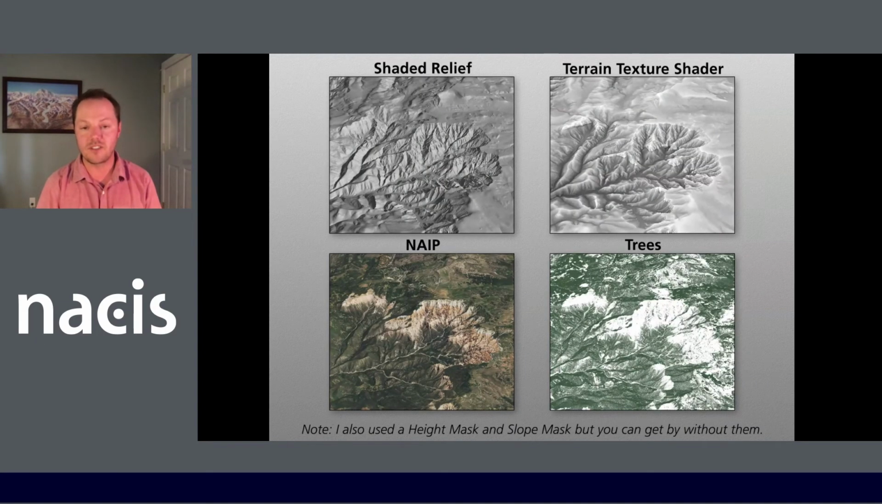Using Natural Scene Designer or your trusty 3D mapping software at home, I rendered out four layers to build my map from. I have a shaded relief layer, a terrain texture shader, a NAIP image overlaid on the DEM, and then a tree map that was made in NSD. I also used a height mask and slope mask, but you can get by without them. They're also fairly easy to render in NSD.